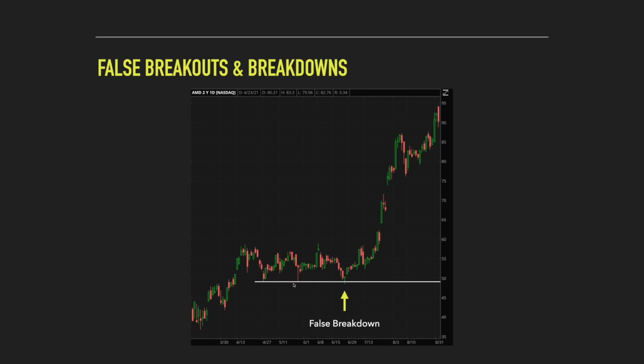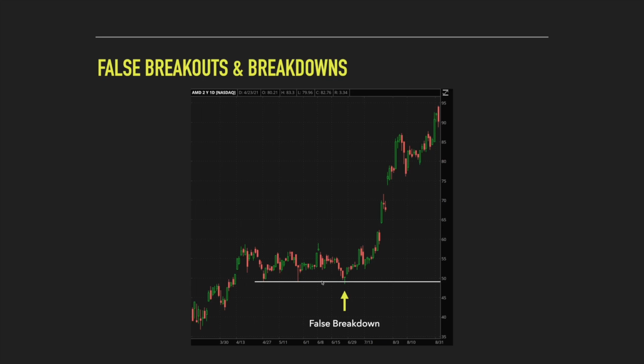We see that there is a level of support forming at about $48 or $49 per share here on AMD. The stock repeatedly bounces off of that price level. And on this particular day, the stock briefly breaks down below that price level, most likely faking out a lot of new and inexperienced traders before bouncing back up to the upside and actually running up and breaking to new highs.